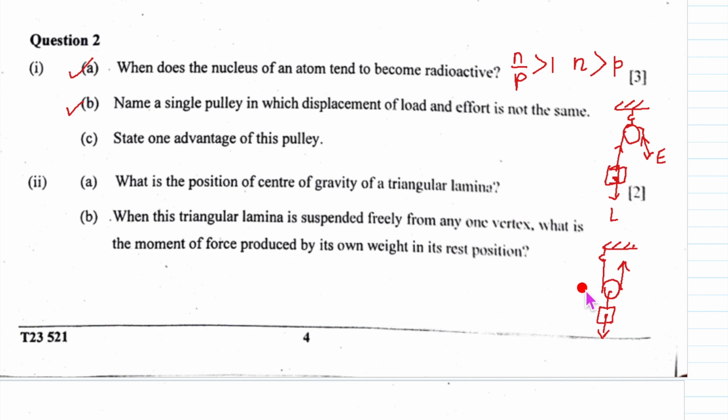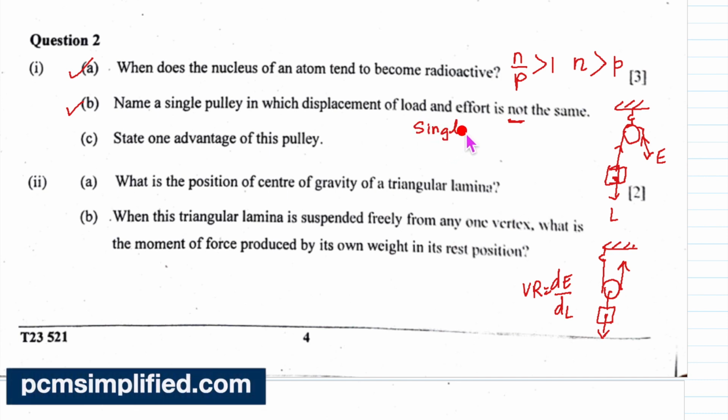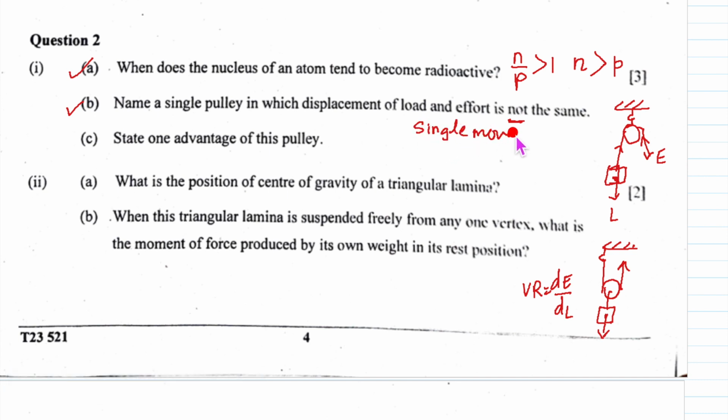Mechanical advantage ideally is 2 and velocity ratio also is 2. So basically we have VR equal to displacement of effort upon displacement of load. So displacement of effort will be twice the displacement of load. So obviously the two displacements will not be the same. So which is the single pulley which is going to have this condition? It will be single movable pulley.